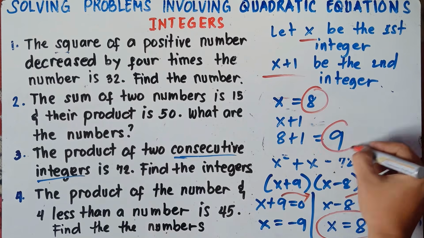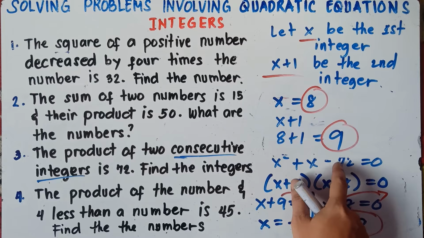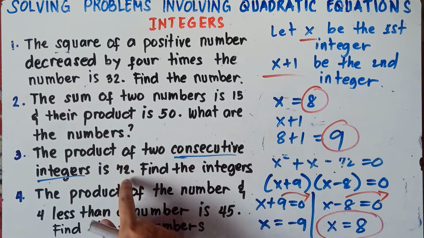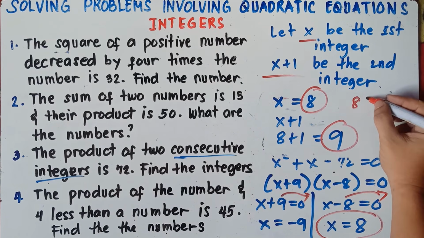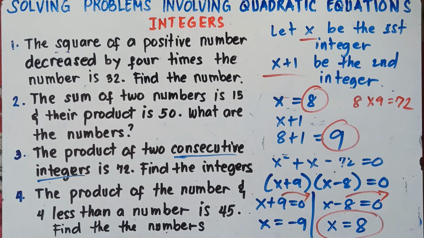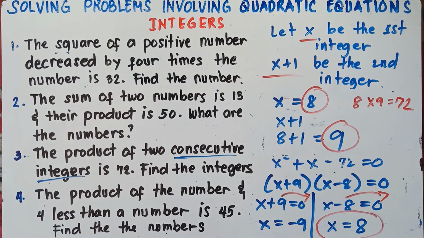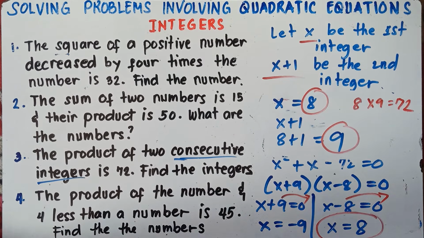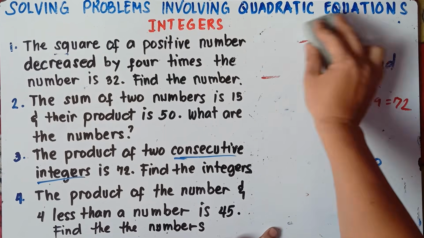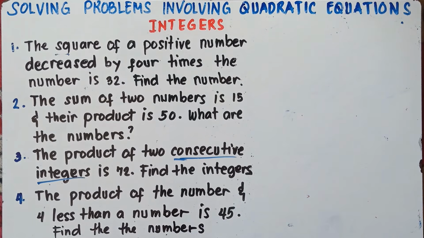If you multiply, class, 8 and 9, do we get 72? Yes, 8 times 9 is 72. So the product of two consecutive integers is 72. That's the answer. That's correct. 8 and 9 are the answers for number 3. Easy, right? So let's try number 4, the last number.